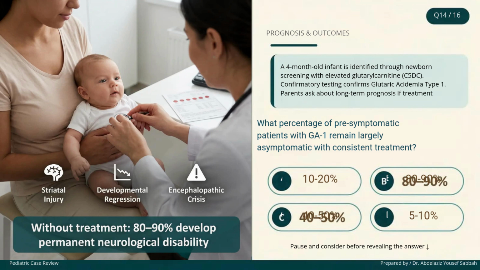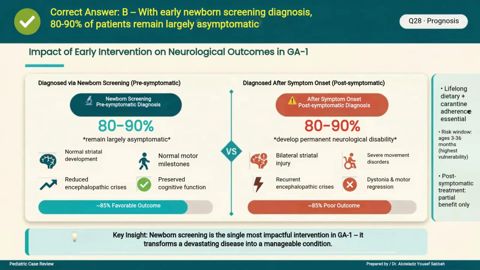Option A, 10 to 20%. Option B, 80 to 90%. Option C, 40 to 50%. Option D, 5 to 10%. The correct answer is option B, 80 to 90%.